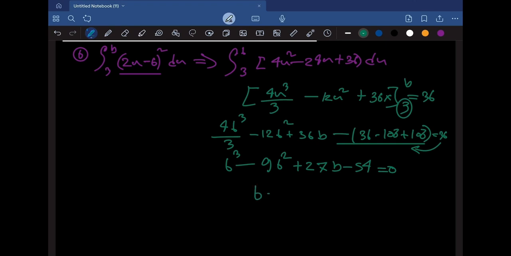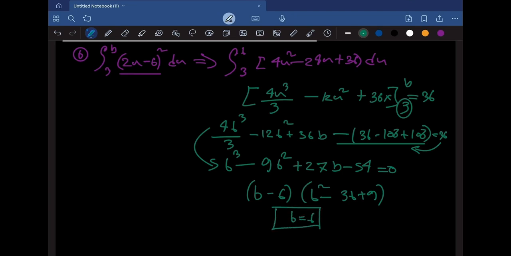b minus 6. I will make you guys understand this. Just give me 1 minute. Let's write the answer first. b minus 6 and b squared minus 3b plus 9. And here the value of b is equal to 6. Okay, the value of b will be 6.